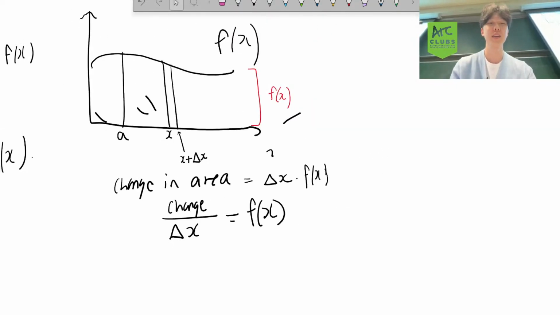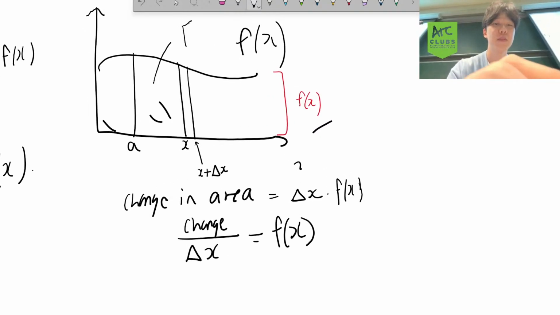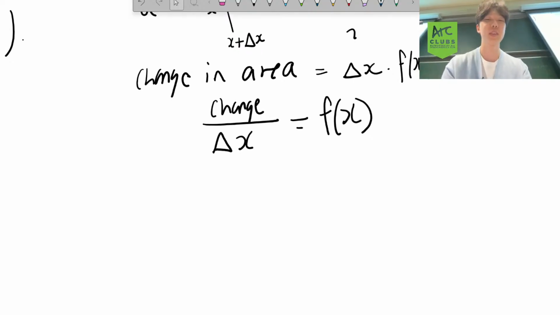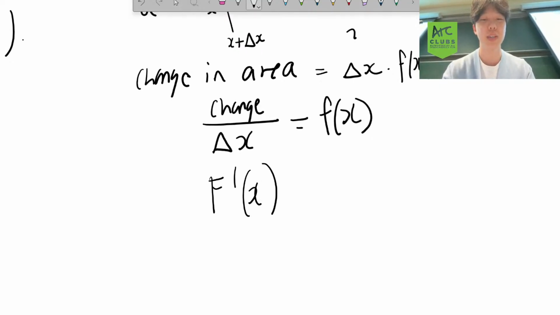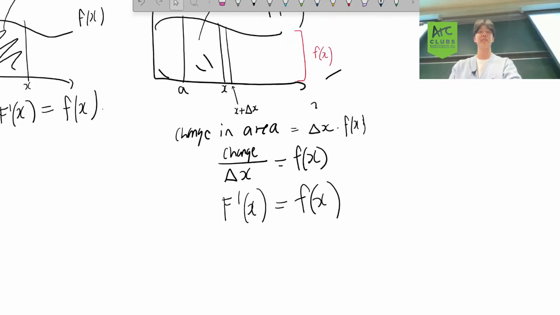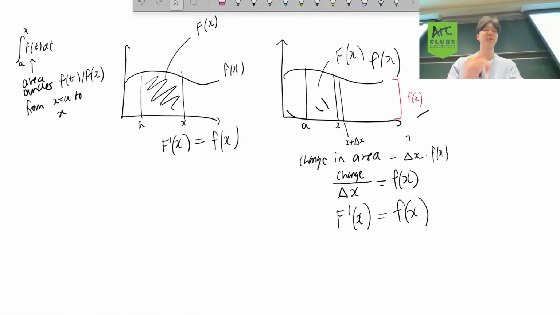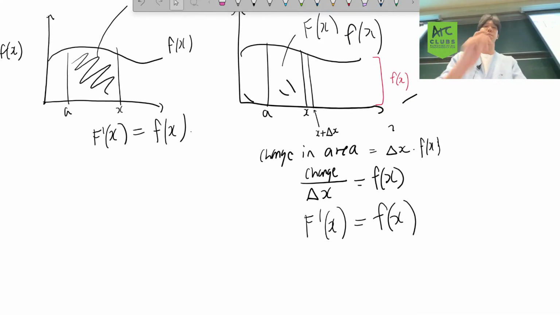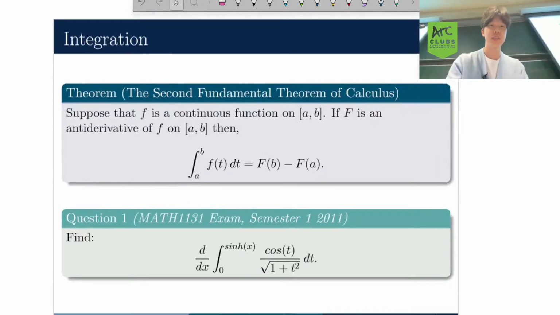But remember I said capital F of x was the area under f of x from a to x. So that means the change in area is basically the same thing as the change in capital F of x. And that's how you get capital F of x, the derivative of it, is equal to f of x. That's just kind of an intuitive way of seeing what the first fundamental theorem of calculus says. Do you understand? All right, so now let's move on to the second theorem.